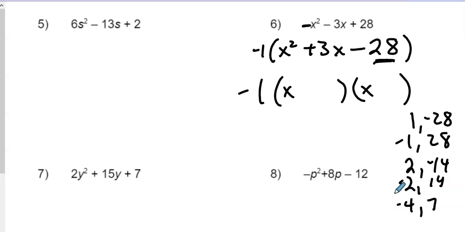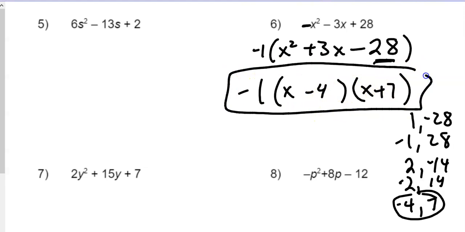If I make the 4 negative, if I add those together, I get positive 3. So that is the one that works. Okay, so much easier problem if the leading coefficient is simply just 1. And here I factored out a GCF. Highly recommend, especially if that's negative, factor out that negative number.